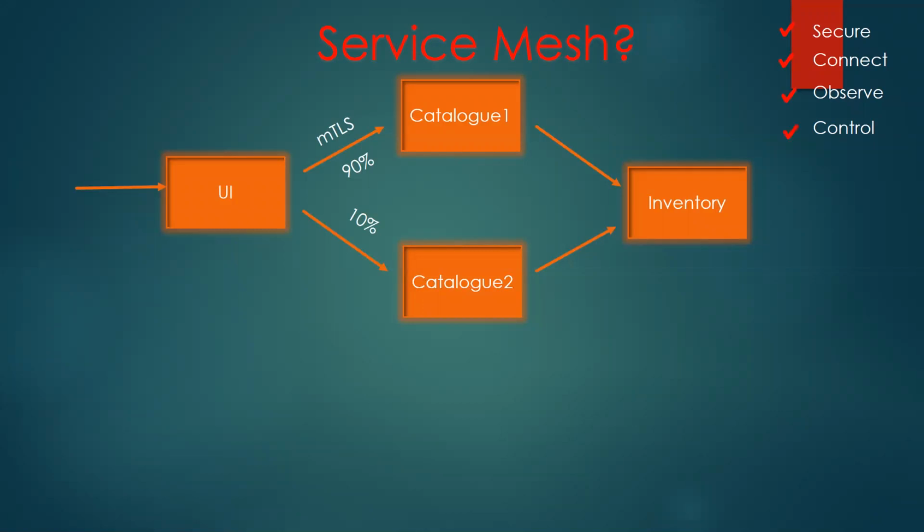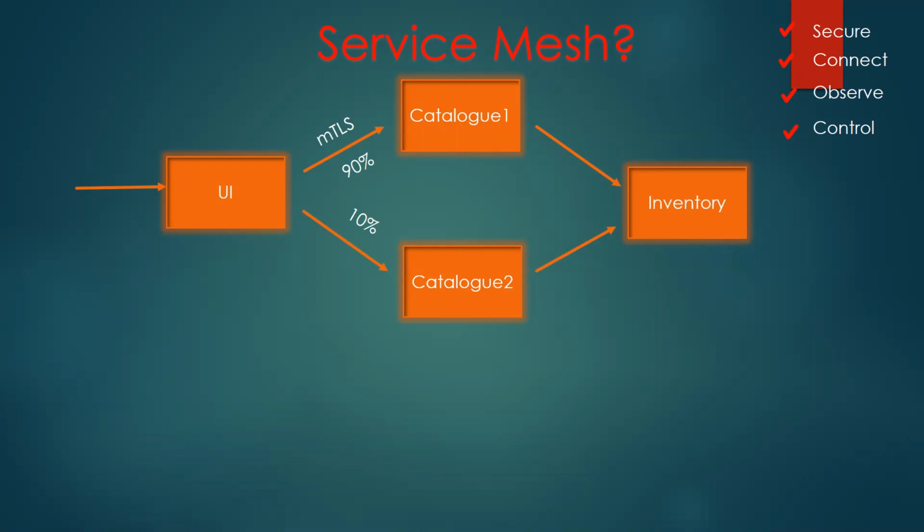And the last one is control. Basically, I want to control which services have what access. In this example, UI is allowed to talk to catalog, and catalog is allowed to talk to inventory, but UI is not allowed to talk to inventory directly. And then you can get more granular than that, and say that UI is allowed to make HTTP GET requests, and catalog is allowed to make POST requests.